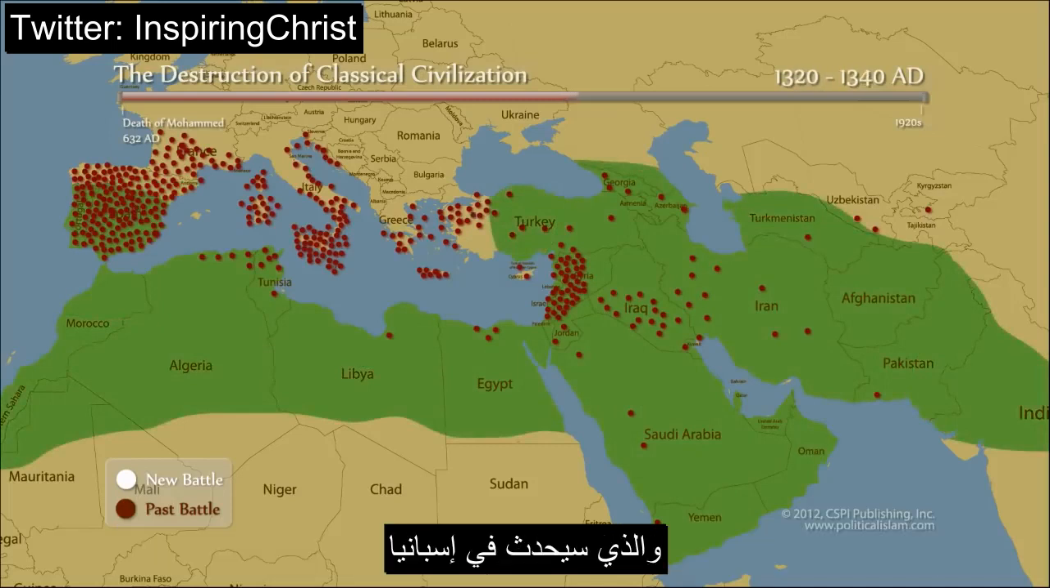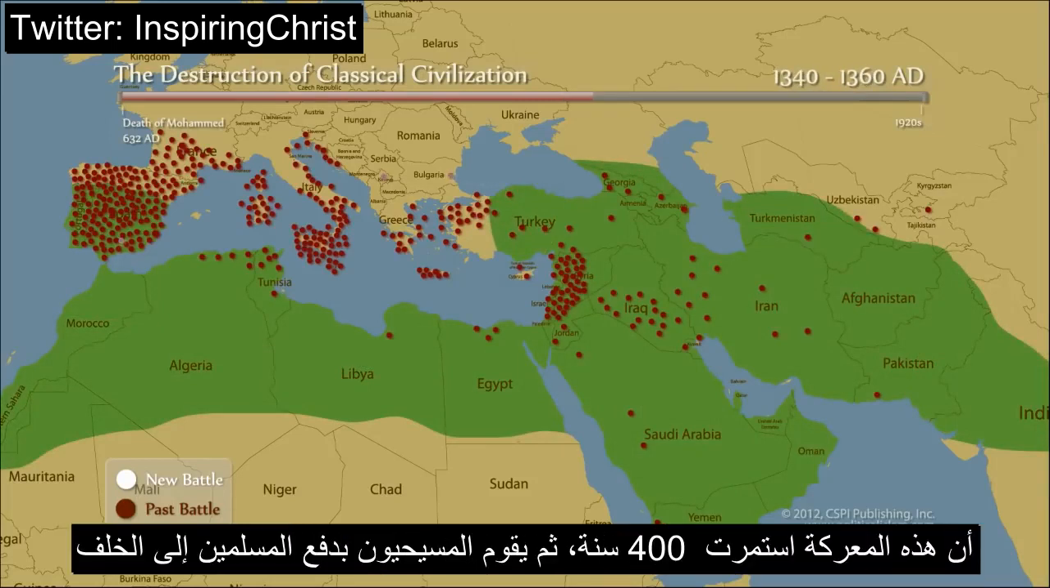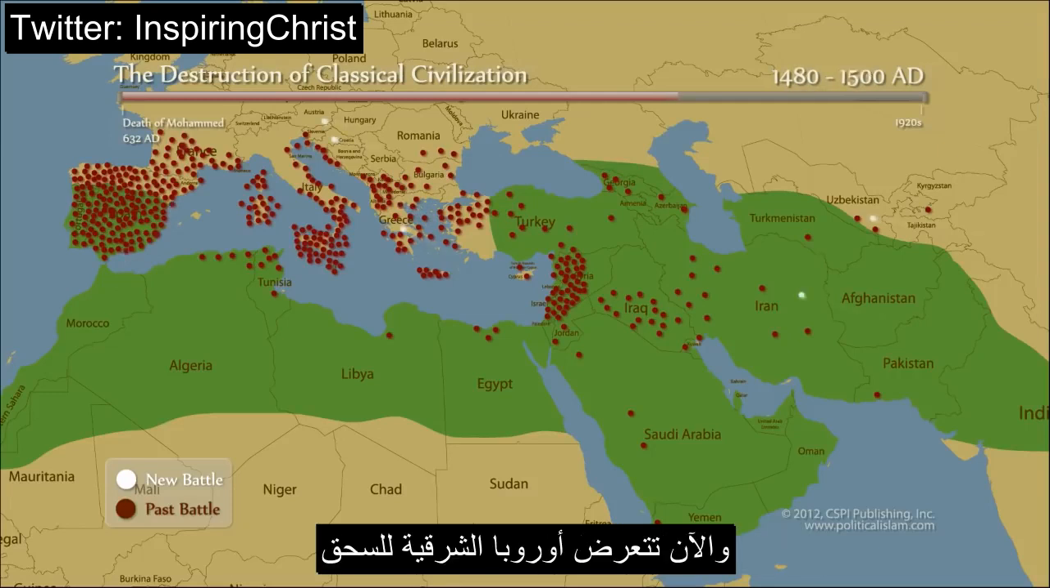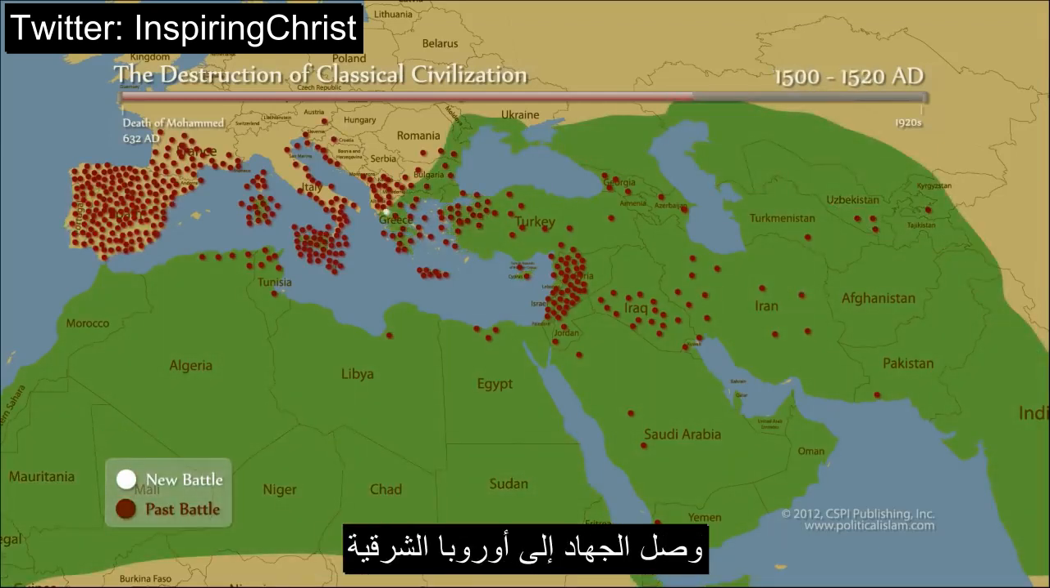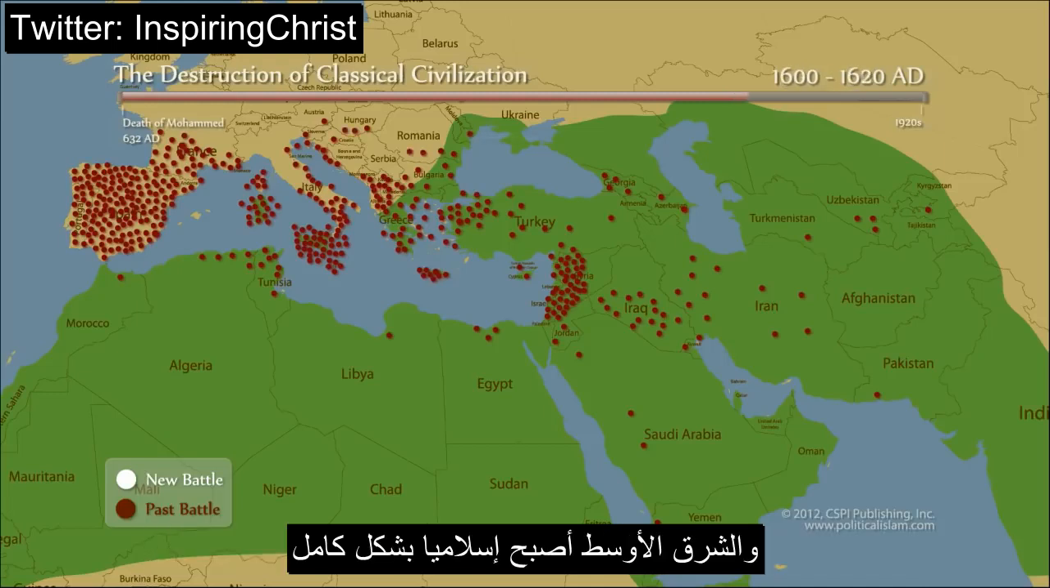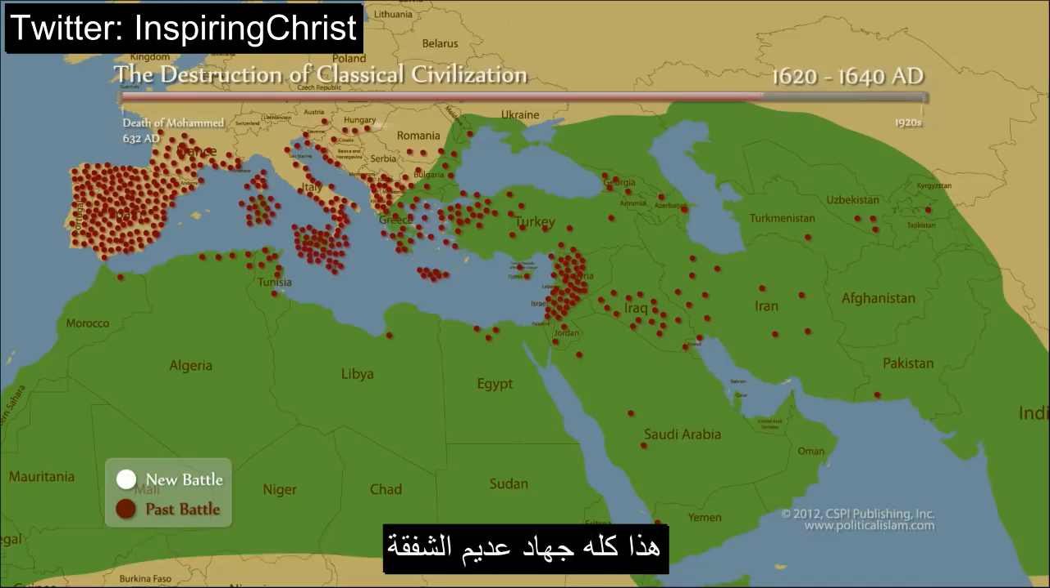Now, what's going to happen is, in Spain, this ongoing fight that lasted for 400 years, the Christians are going to push back the Muslims. But then what has happened over in the east is that Constantinople has fallen, and now Eastern Europe is getting hammered. The jihad now comes to Eastern Europe. It's pushed out now of Spain. Northern Africa is now completely Islamic. The Middle East is completely Islamic. This is all jihad, relentless jihad.